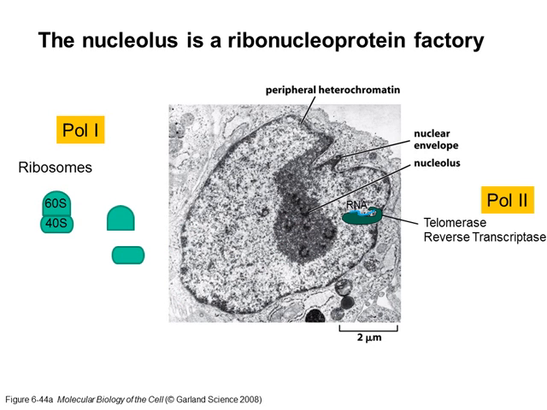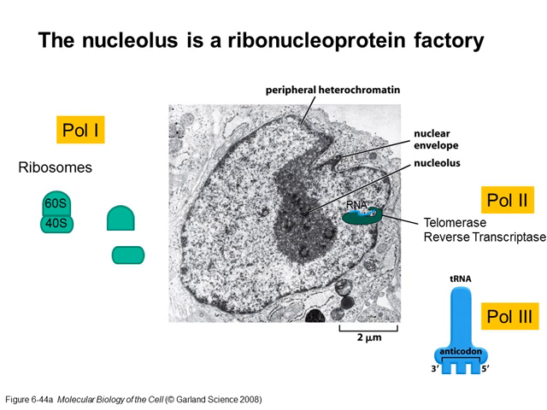And in addition, there's a couple of other things made and assembled in the nucleolus. One we met the other day, right? The telomerase reverse transcriptase. And that's the enzyme that actually adds the telomeric repeats to the end of DNA. It actually gets its little piece of RNA in the nucleolus. That happens to be made by pole 2.